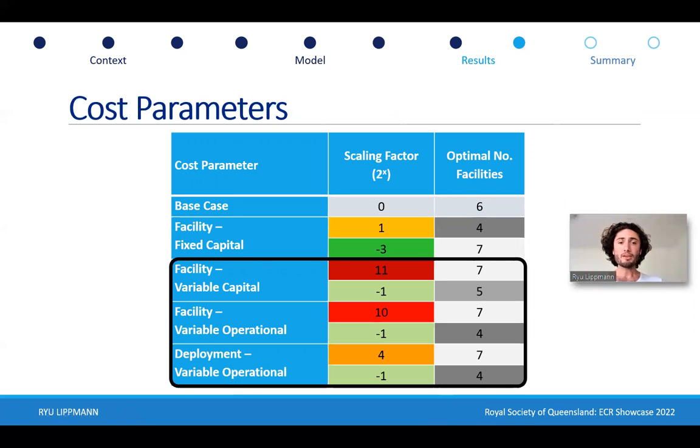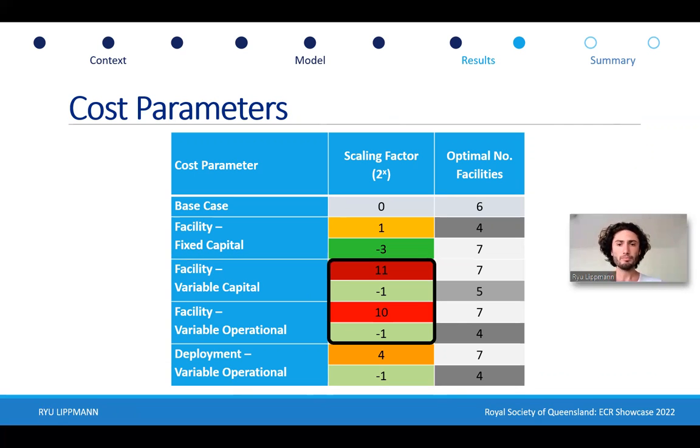So you can see an increase in all of these variable cost parameters. An increase results in an increase in the optimal number of facilities. And this is because when any of these variable parameters increases, it results in a relative decrease of fixed capital, and that results in an increased number of facilities.